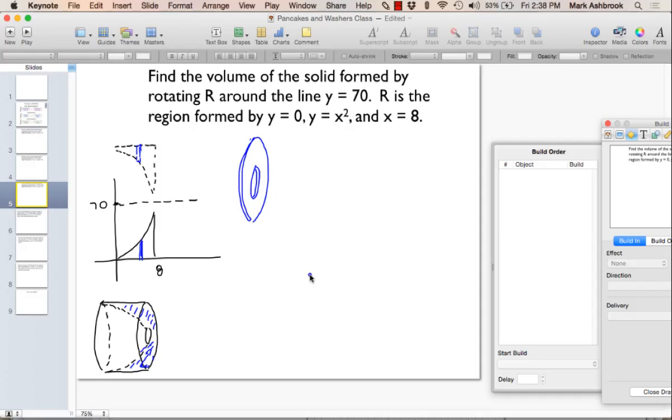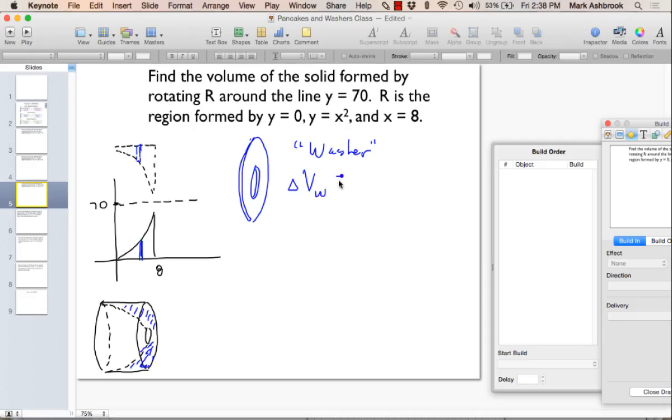So this is the element we get. We no longer call this a pancake, we call this a washer. And you see that's what you get when you rotate that strip around the line y equals 70. Do you see that's what you're going to get? Can you imagine that?